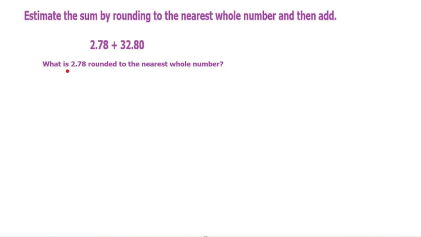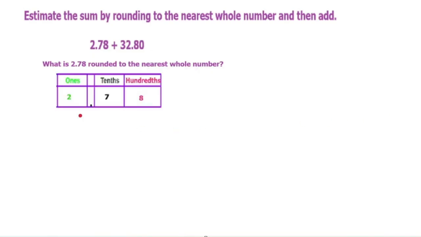So what is 2.78 rounded to the nearest whole number? Rounding to the nearest whole number would be rounding to the ones. Okay, that's what that means. So this will be rounded to the ones, and this number will be rounded to the ones as well. So let's put it into the place value chart, 2.78. This is the ones column, this is the tenths, and this is the hundredths.